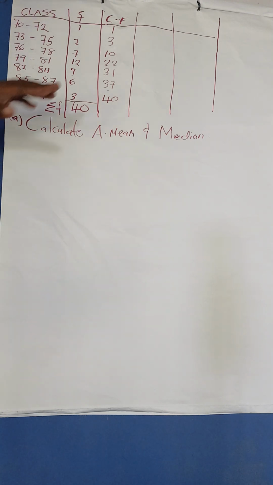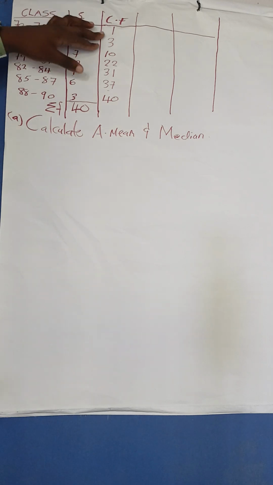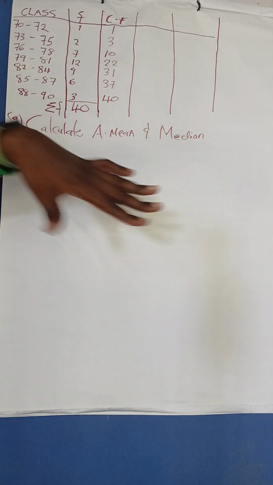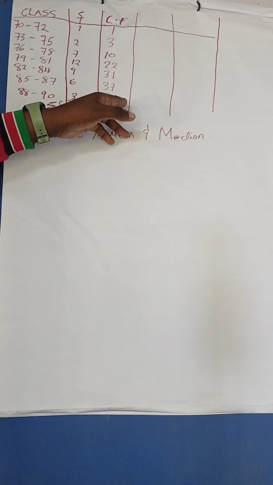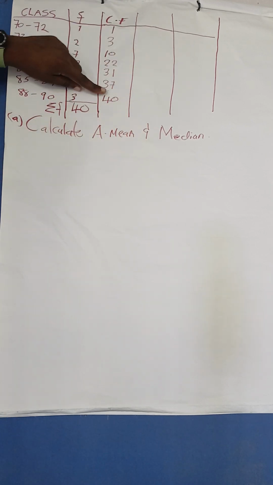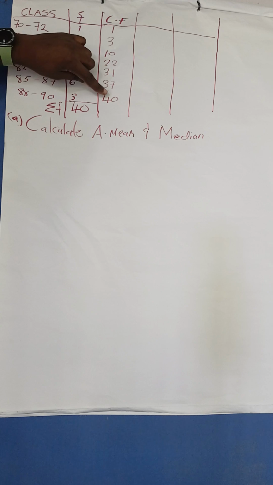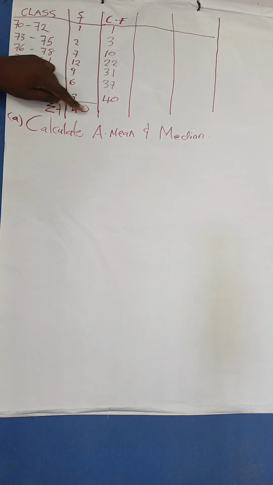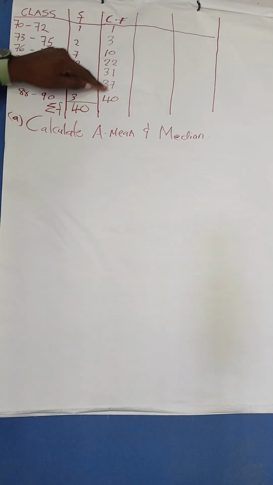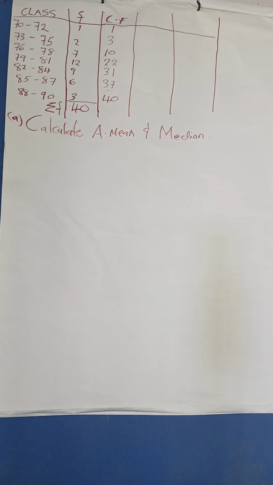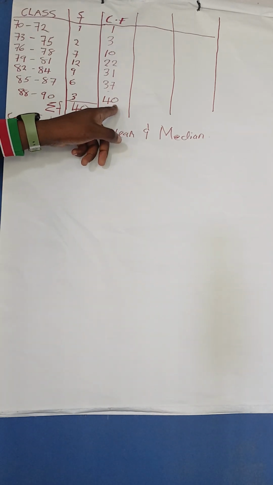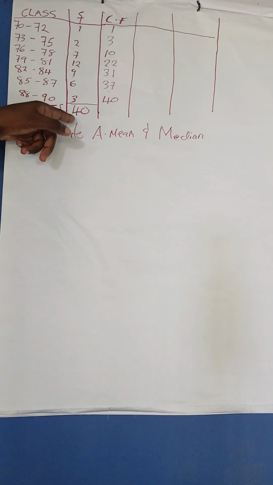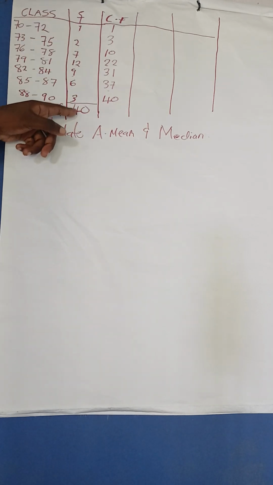The goodness of getting the cumulative frequency column is that it helps us in calculating the median and so on. But I always advise, if the last figure in the cumulative frequency column is not equivalent to the summation of F, then the column is not correct. So make sure the last figure, 40, matches the summation of the column F.